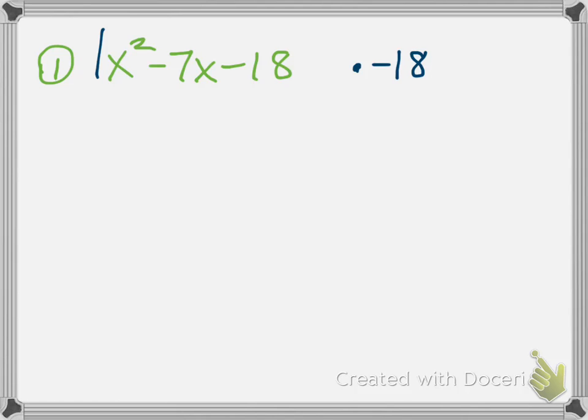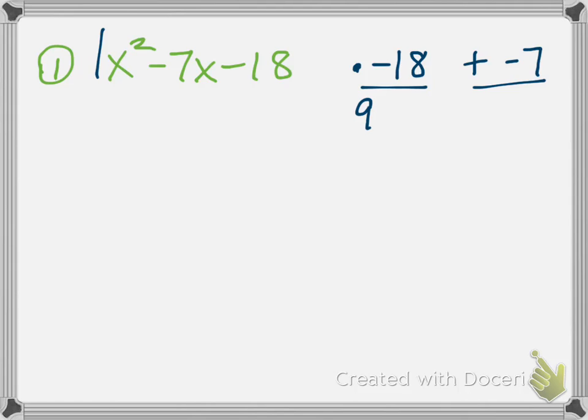The directions here are just to factor. So in number 1, you have x squared minus 7x minus 18, and you're just writing this in factored form. Since the coefficient of x squared is 1, I can use the x box, but it's not really needed. I just need two numbers that multiply to negative 18, which is my last number there, and add to negative 7.